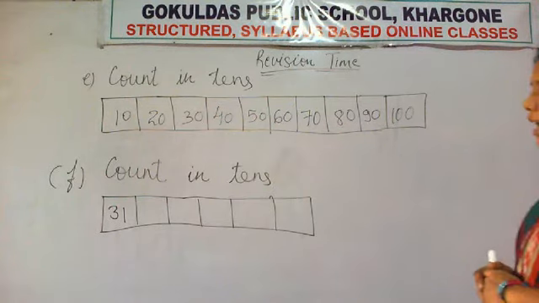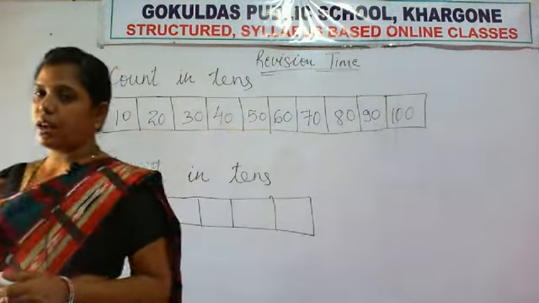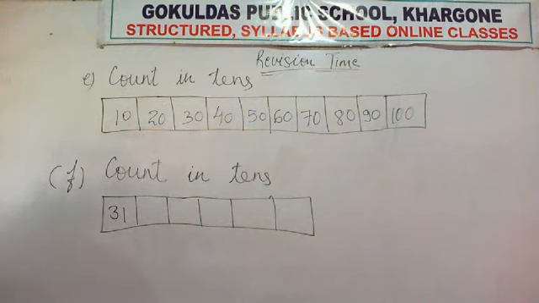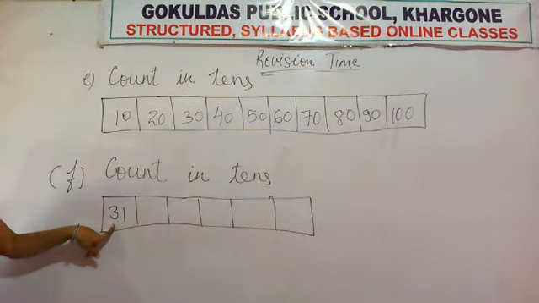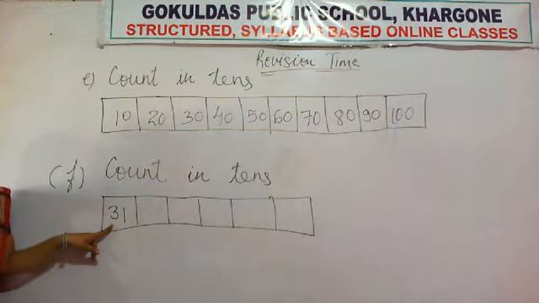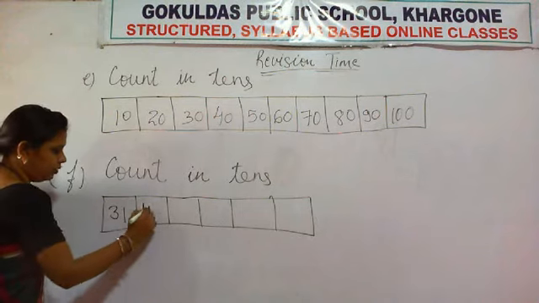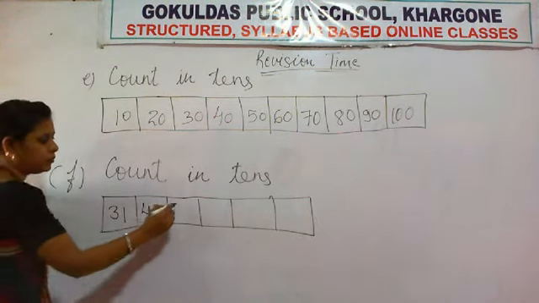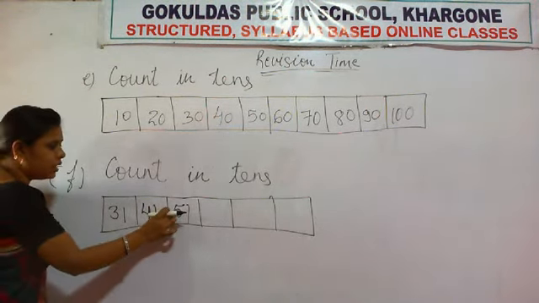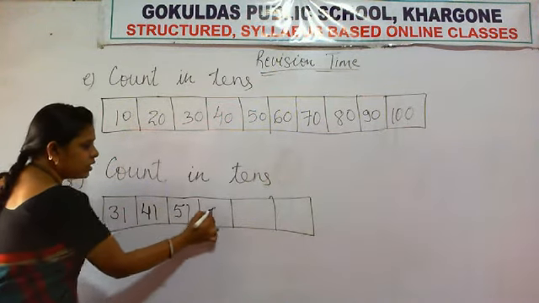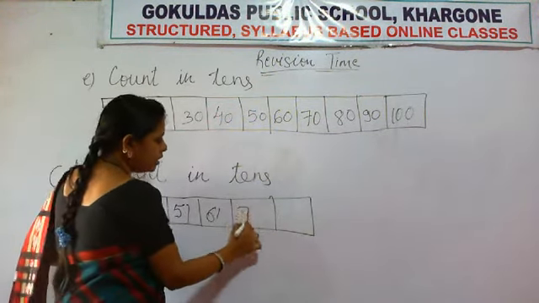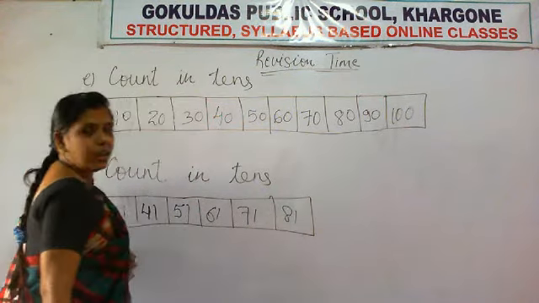I will explain this question and you try to solve the next question. I am again explaining this question, then again I will give you one question to solve. So with 31, while you count the numbers in tens, the next number after 31 will be 41, then 51, then 61, then 71 and the last will be 81.